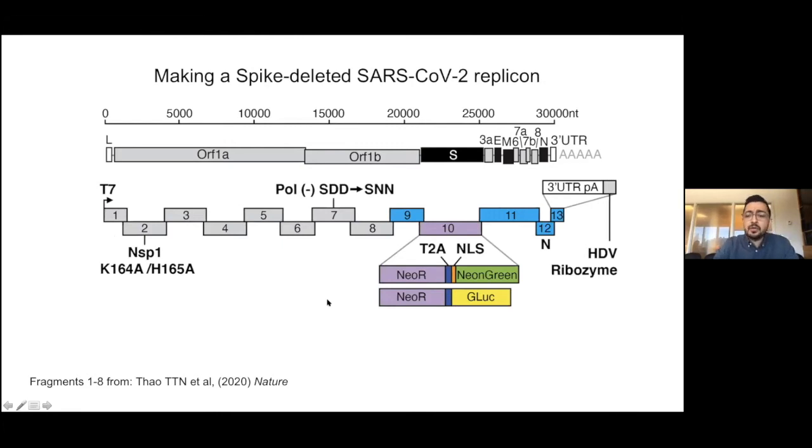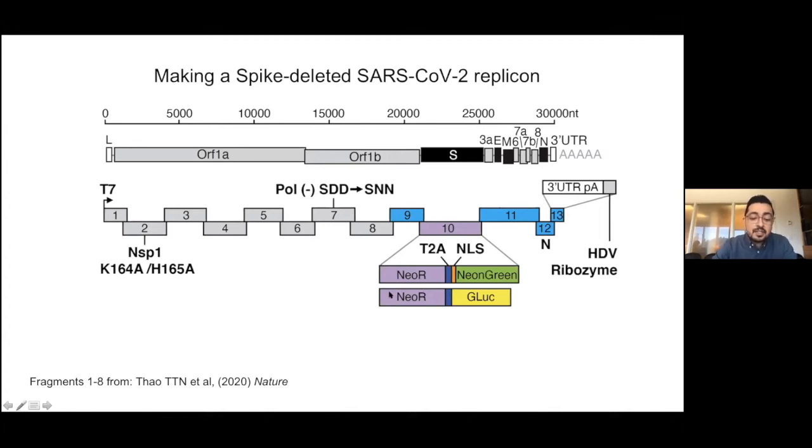So here is our overall replicon design. We've been using a yeast-based reverse genetic system reported last year from Volker Thiel's group, which breaks up the SARS-CoV-2 genome into multiple overlapping PCR fragments. The first 8 fragments are the same as in the Thiel lab's report, while fragments 9 through 13 we re-engineered such that one fragment would contain the reporter gene cassette in place of Spike.